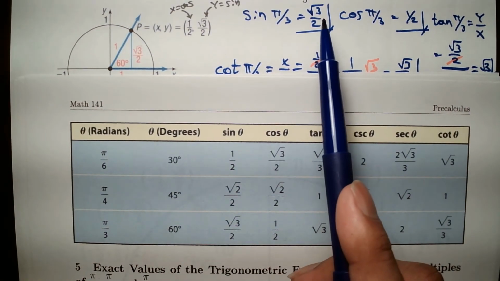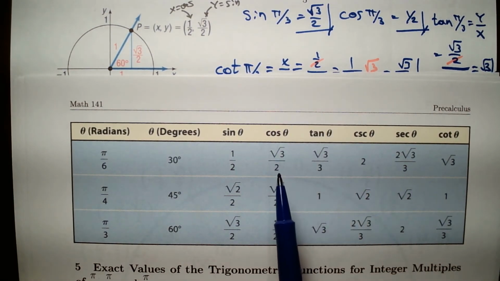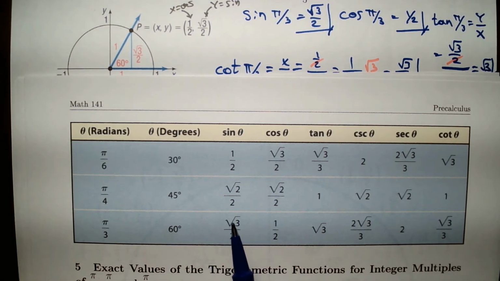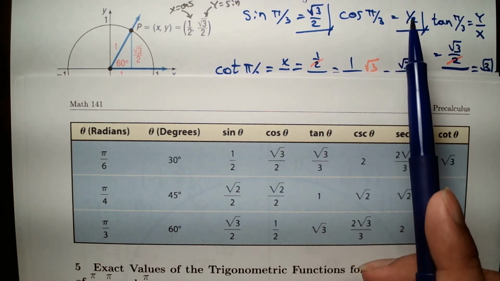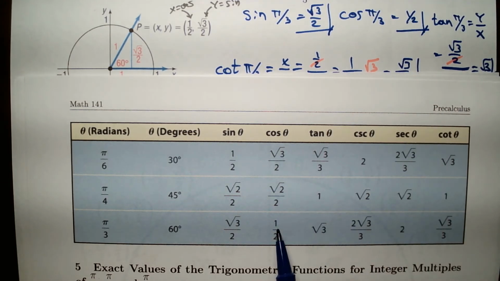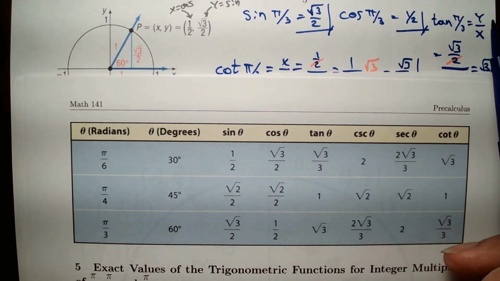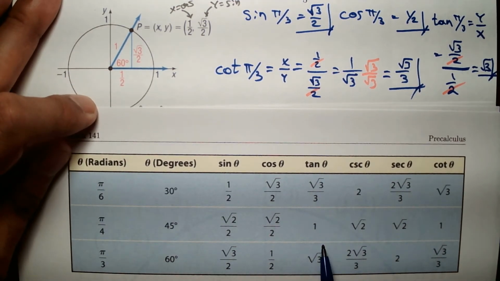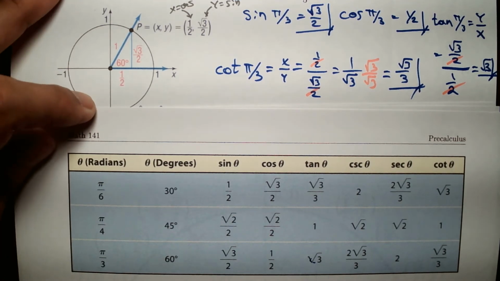Square root of 3 over 2, that's sine. Cosine is 1/2. Tangent, which is y over x, we already simplified all this to square root of 3, which is right here. It checks with the table.